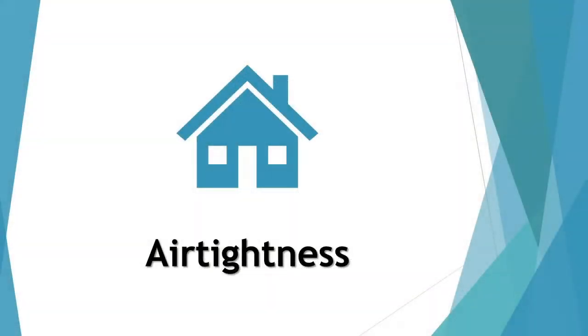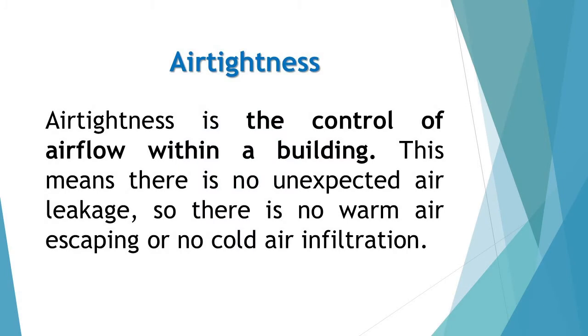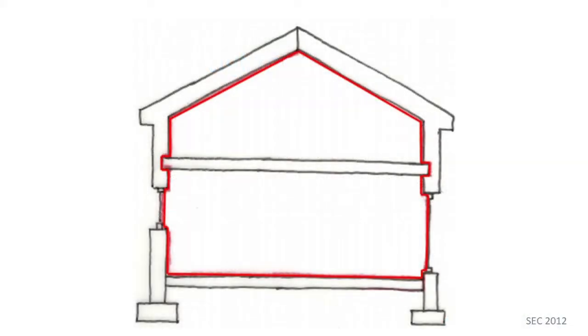Airtightness. Airtightness is the control of airflow within a building. This means there is no unexpected air leakage, so there is no warm air escaping or cold air infiltration. When building a dwelling, we want to make it as airtight as possible. This is highlighted in the image by the red airtightness barrier all around the interior of the building.